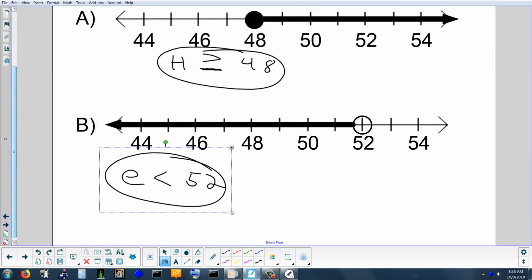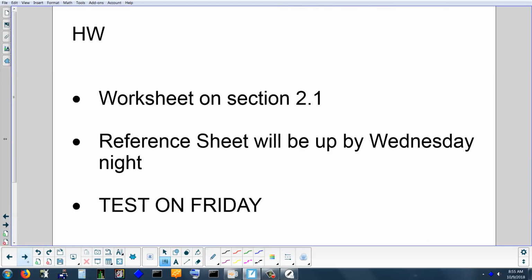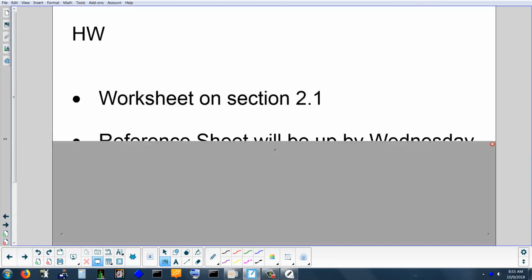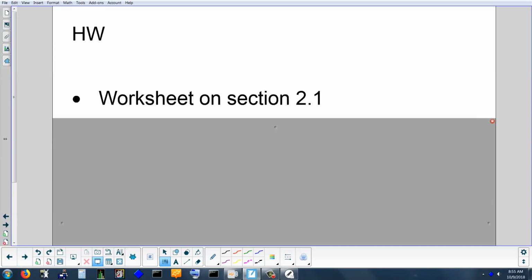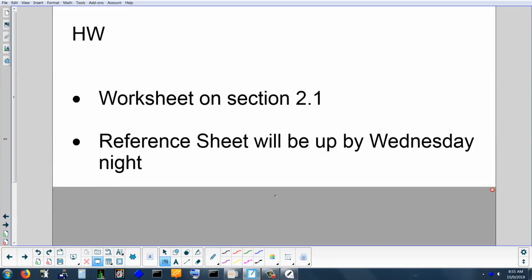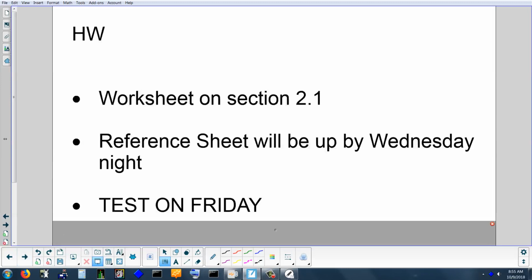No, sir. All right, so as Mr. Roy said, tomorrow we'll get into solving, when you've got a number next to the variable. A couple of quick reminders. Tonight we'll have a worksheet on 2.1. We'll put those notes away, so you'll do some practice problems. The reference sheet, we're going to try to get that up online by Wednesday, on Google Classroom.